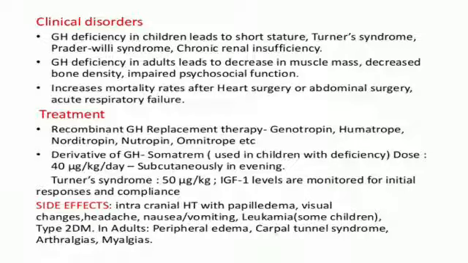The treatment for these disorders is recombinant growth hormone replacement therapy, that is Genotropin, Humatrope, Norditropin, Nutropin or Omnitrope. These treatments have some different types of side effect, that is intracranial hypertension with papilledema, visual changes, headache, nausea, vomiting, leukemia, in adults peripheral edema, carpal tunnel syndrome, arthralgias and myalgias.